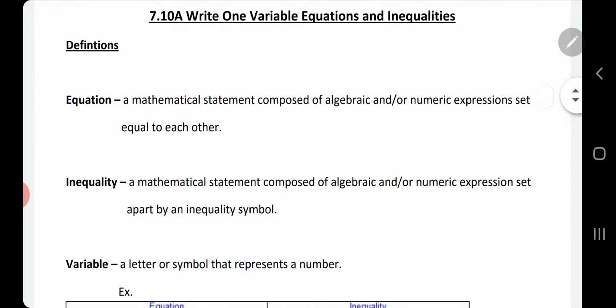An equation is a mathematical statement composed of algebraic and/or numeric expressions set equal to each other. So once again, it's just algebraic or numeric. It's just any problem that has an equal sign. For example, 3 plus 5 equals 8. That's an equation. Algebraic would be something like 3x plus 2 equals 10. Once again, the big thing is that equal sign.